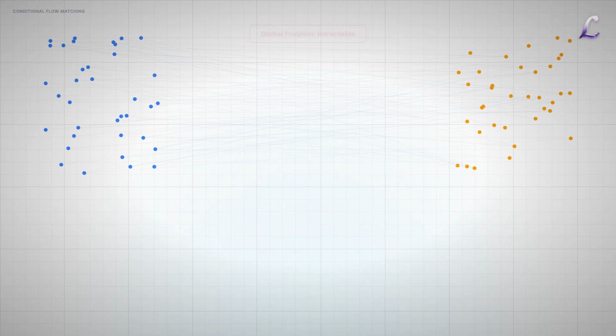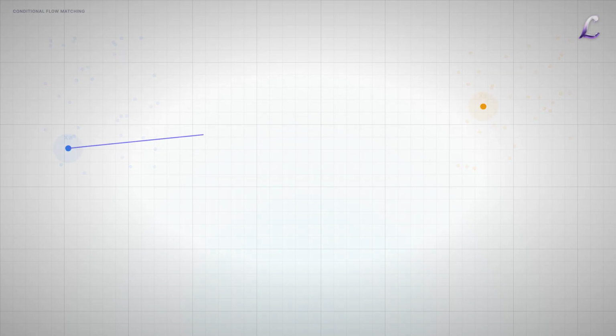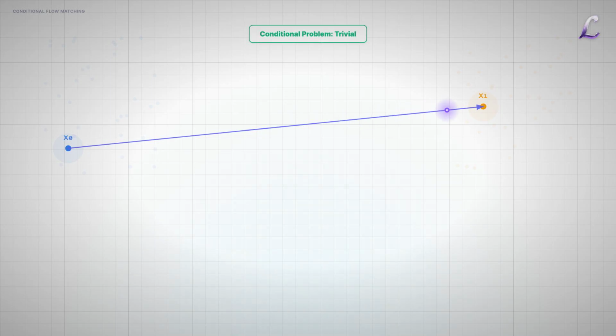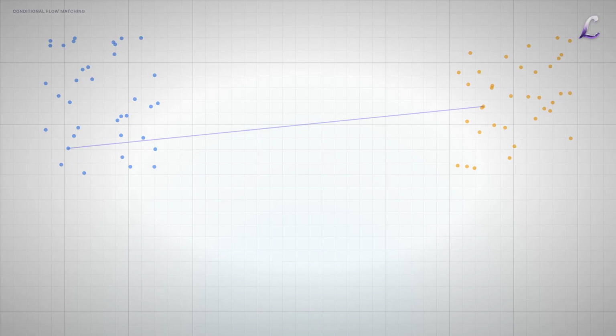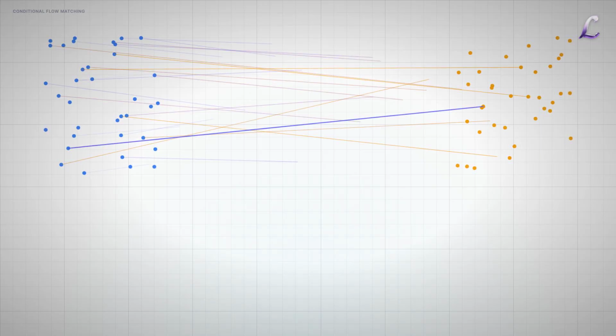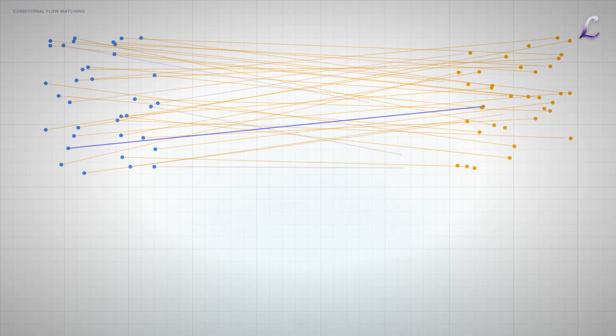We want to move from x0 to x1. The simplest path is a straight line. We can define a conditional probability path that is just a Gaussian centered on the line between them. This is conditional flow matching. We decompose the impossible global problem into millions of trivial linear problems. If we minimize the loss for these individual linear paths, the math guarantees that the global velocity field will correctly transport the full noise distribution to the full data distribution.